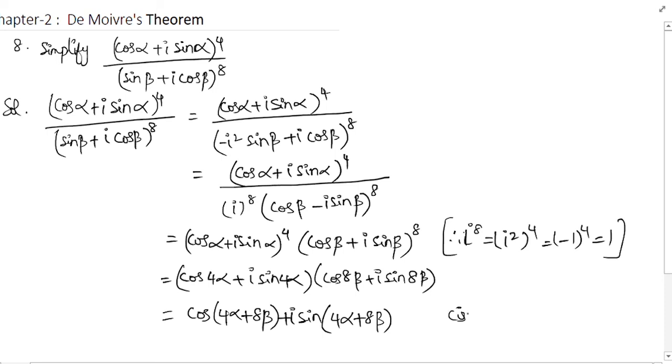Here we are using this formula because cis theta 1 cis theta 2 is equal to cis of theta 1 plus theta 2. Okay. So this is our solution.